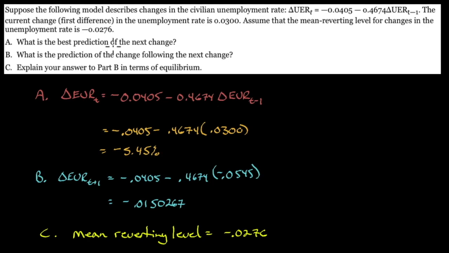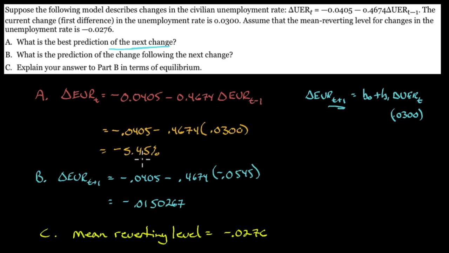A, what is the best prediction of the next change? Well, that is easy. If this is our formulation, what is the prediction of the next change? We just substitute 0.03 in for the current first difference, and that will give us a forecast of what it is next period. Here we're using the change at t minus 1, and that is the same thing as saying the change at t plus 1 equals B naught plus B1 times the change in UER at t. We're told that the change in UER at t is 0.0300. We're being asked to find the prediction, the next change, which is t plus 1. So we just substitute it in.